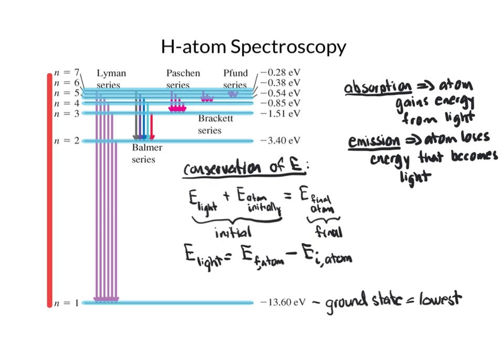Whenever we have a quantity where we're taking the final value minus the initial value, we write that as delta E. So delta always means change. How has the energy of the atom changed from its initial to its final? And we always do that as final minus initial.